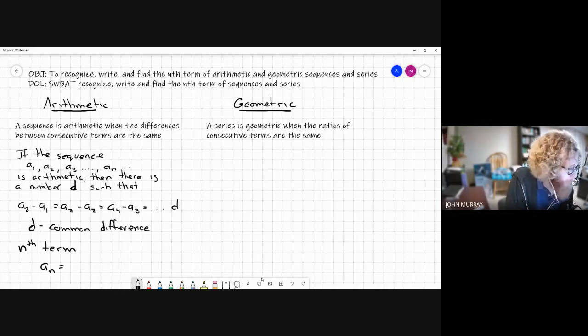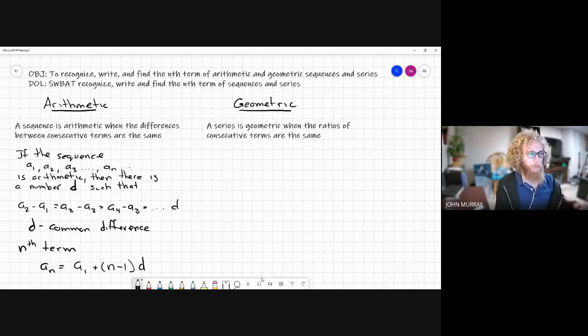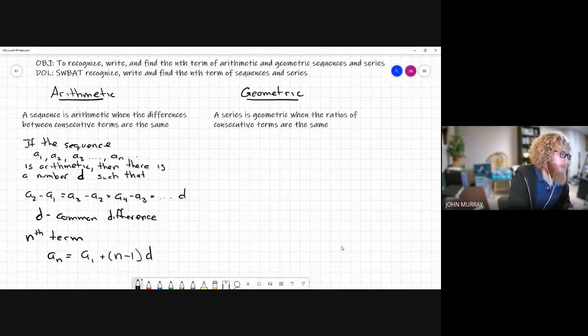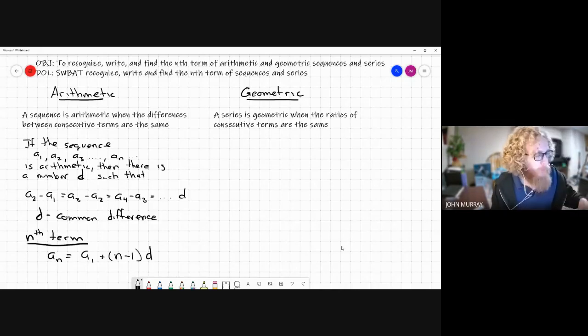So a_n is what we're looking for, and we can find it if we take the first term and add to that the number of terms minus 1 times d. All right, and we'll go over some examples in a little bit once we get everything laid out. So we can find the nth term. And there's one more thing that we can do. Let me just underline this. We can also find a sum.